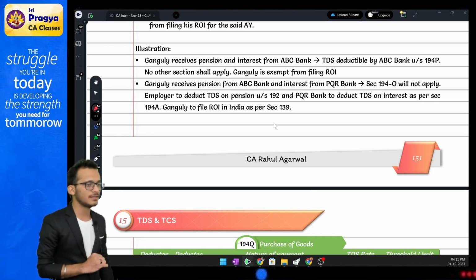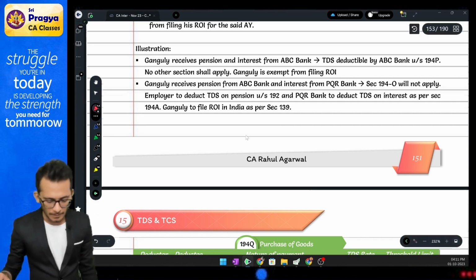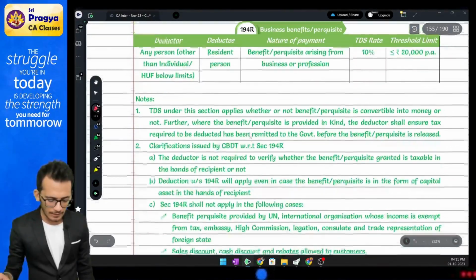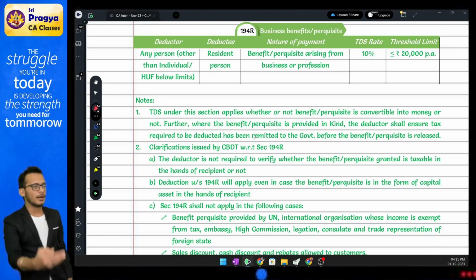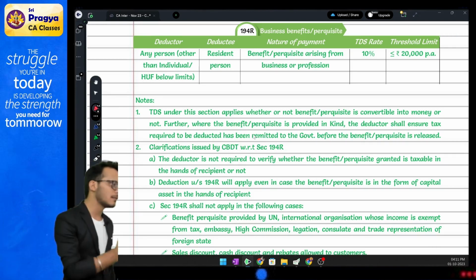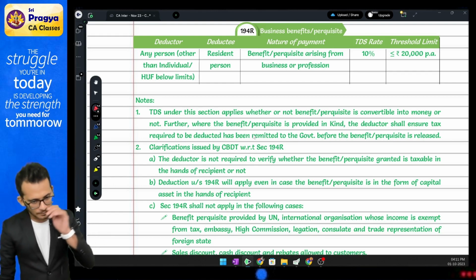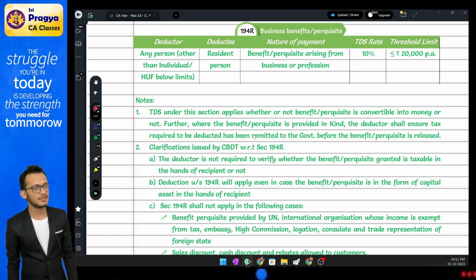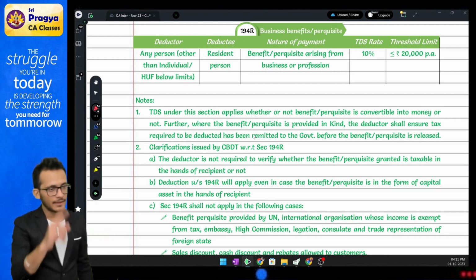The most important section from this exam perspective is called 194R. It talks about your business benefits or business perquisites. This section is basically saying that if you are planning to give someone a business benefit or a business perquisite, before you give it to him, you are now liable to deduct TDS at the rate of 10%.